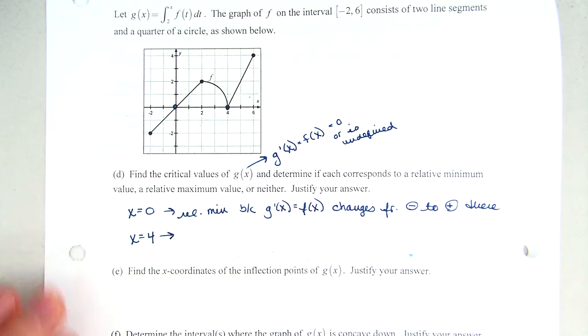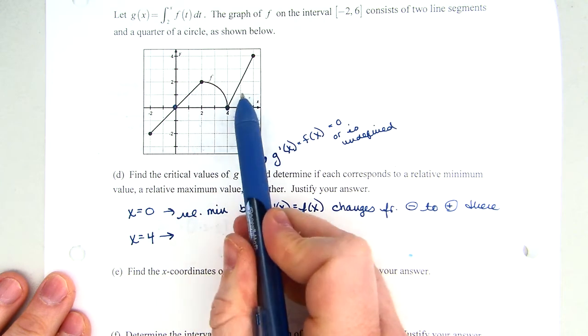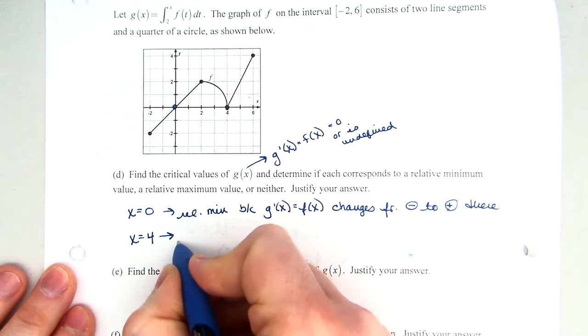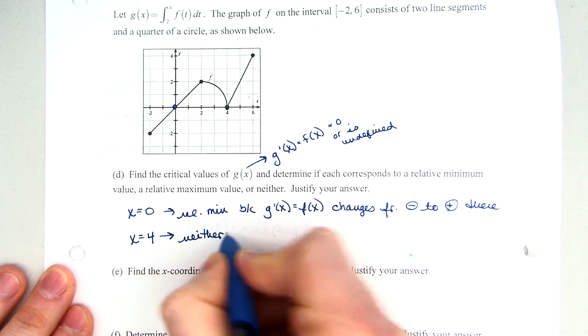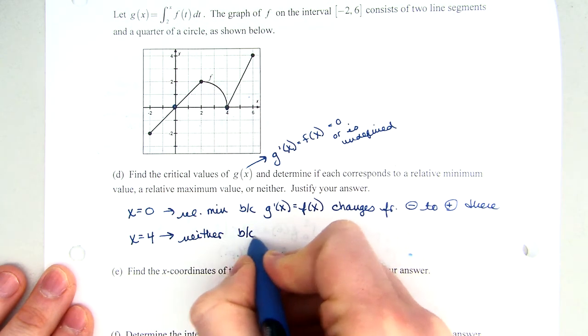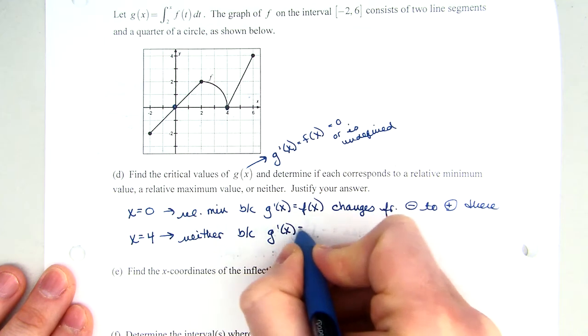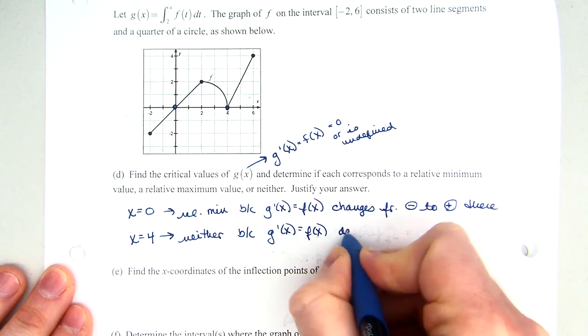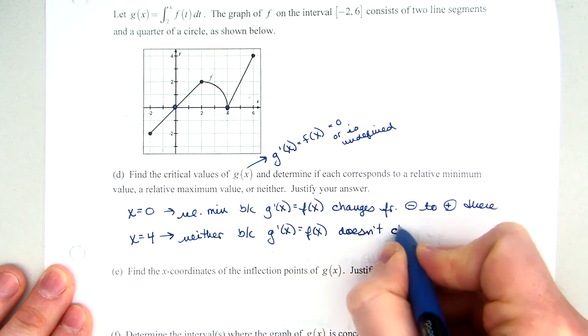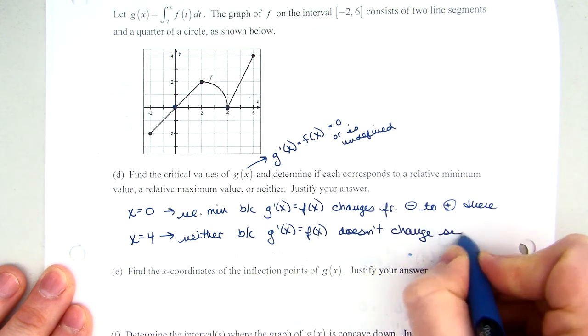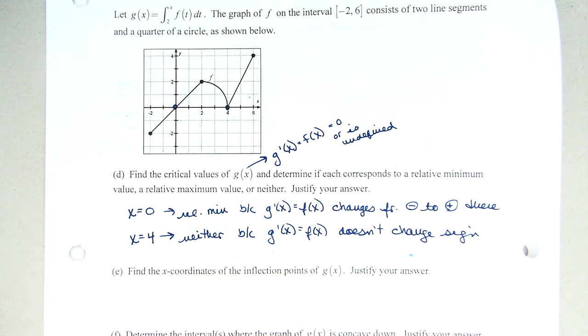X equals 4. What do you think I'm going to have at x equals 4? A relative min, a relative max, or neither? Well, at x equals 4, f of x is not changing sign, which means g prime of x is not changing sign. This is going to be neither. You still have to justify it. So why is it neither? It's neither because g prime of x, which equals f of x, doesn't change sign at x equals 4.